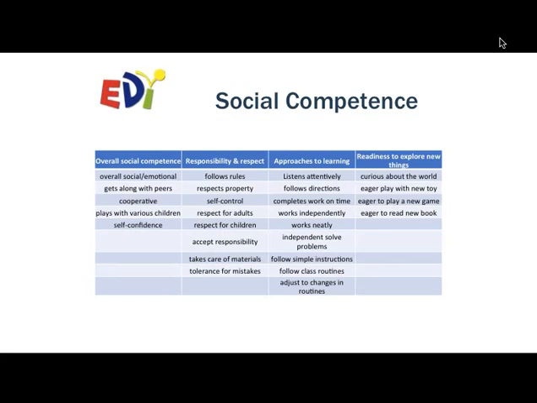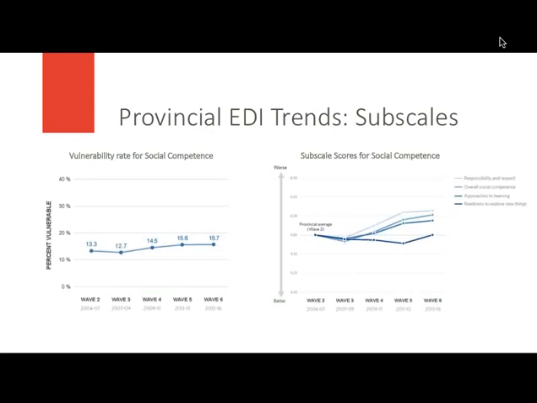That's the beauty of the subscales. In fact, when we look at the province as a whole, vulnerability, as you can see on the left for social competence, has been getting worse over time. Generally speaking, it's gone up about 2.5 percentage points from wave 2 to wave 6, which is certainly meaningful from our critical difference perspective.